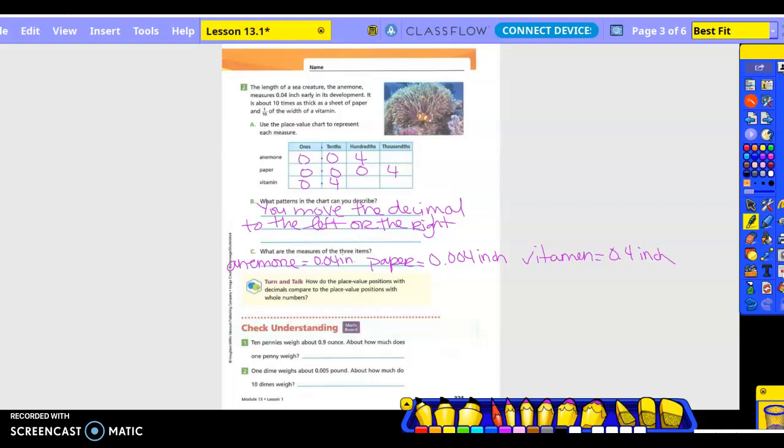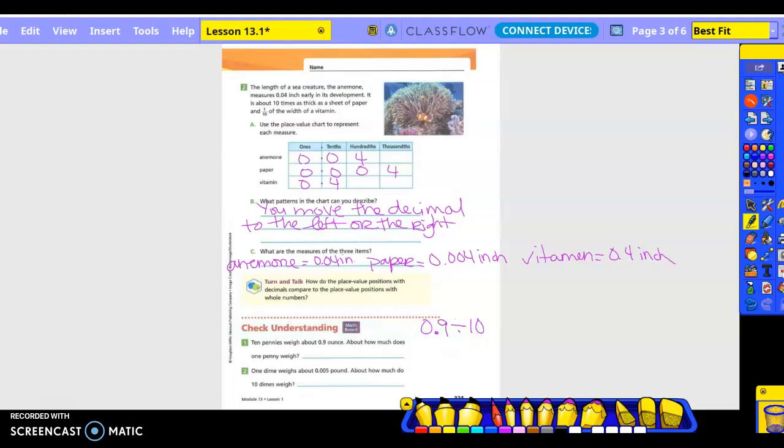Like understanding, number 1, 10 pennies weigh about 9/10 ounces. About how much does 1 penny weigh? So they're saying a group of 10 pennies weighs 9/10. They want to know what 1 penny weighs. So are you going to multiply that by 10 or divide by 10? Divide by 10. So you're going to have 0.9 divided by 10.